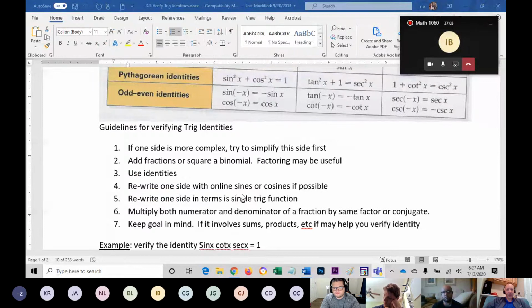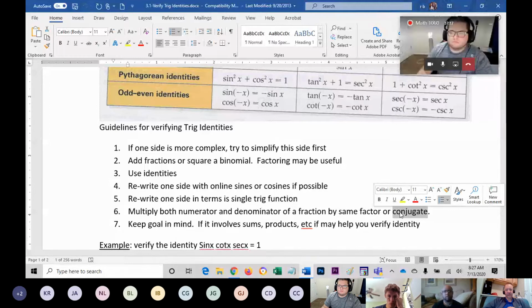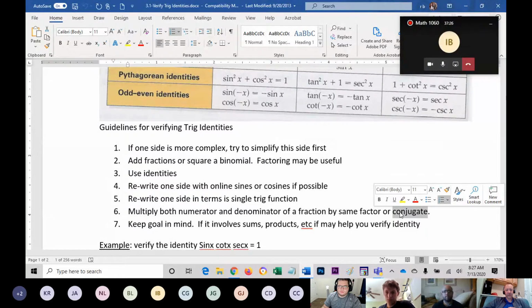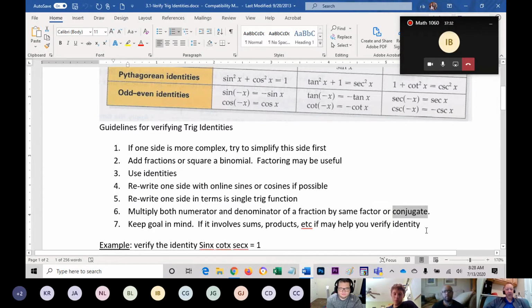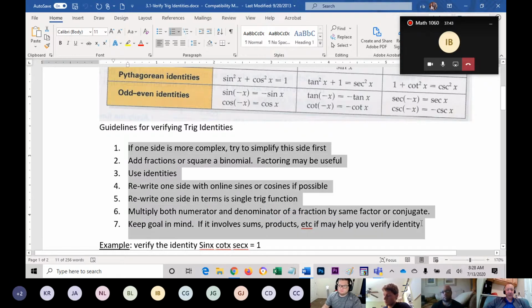6, multiply both the numerator and denominator of a fraction by the same factor or a conjugate. Sometimes, do you guys remember what a conjugate is? Who remembers what a conjugate is? Anyone? Okay, well, we'll do one and we'll have to remember that later. Keep your goal in mind. If it involves sums or products, etc., it may help you to verify the identity. Okay, so these are 7 tips to do this one.